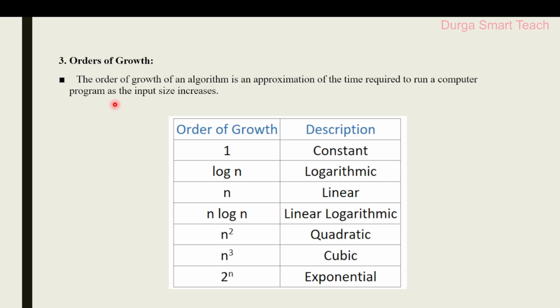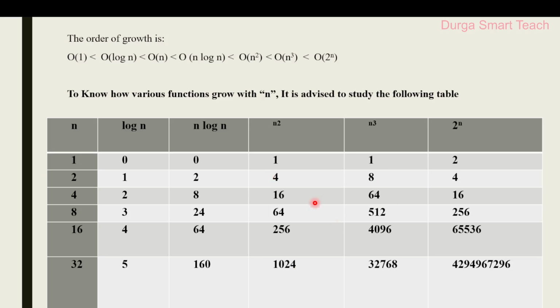Not exactly, approximation time required. Okay, so remember this table, order of growth. 1 is for constant, log n is logarithmic, n is linear, n log n is linear logarithmic, n square is quadratic, n cube is cubic, n power n and 2 power n are exponential. Okay, this table is very important.